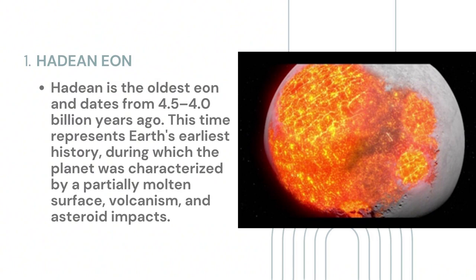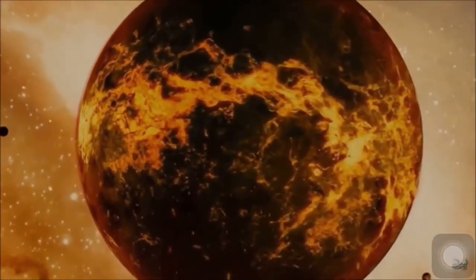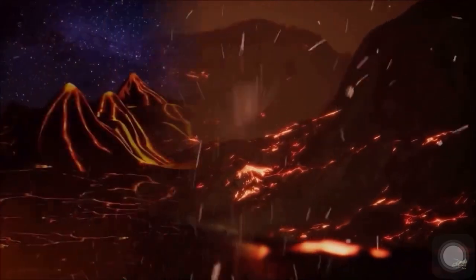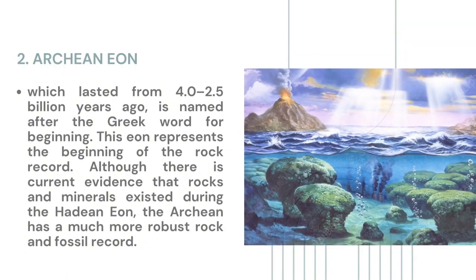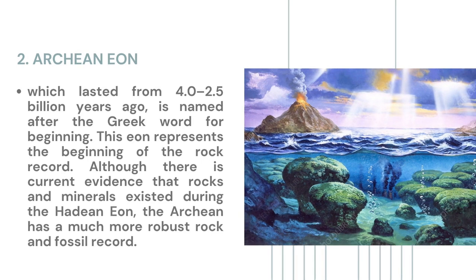Now, the first eon is the Hadean Eon. Named after the Greek god and ruler of the underworld Hades, it is the oldest eon, dating from 4.5 to 4.0 billion years ago. This time represents Earth's earliest history, during which the planet was characterized by a partially molten surface, volcanism, and asteroid impacts.